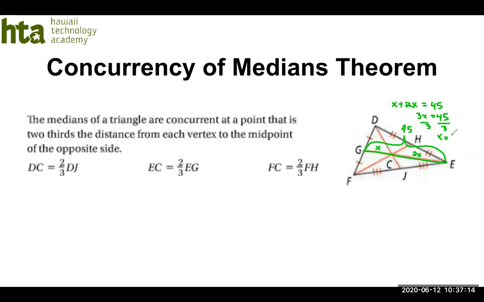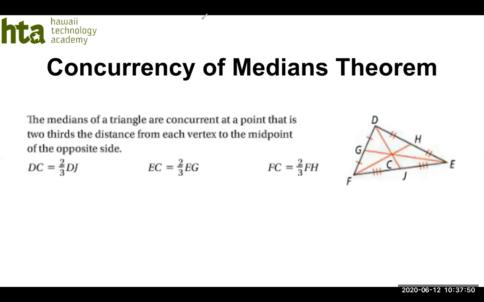So now that I know the X value, I can find the length of GC and the length of EC. Let's just do the length of GC. GC is just X, so that means GC is 15. Then I have the length of EC, which is double the length of GC. That should be 30. All right, 2 times 15 is 30. So that means the whole distance is 45, and we have 15 from the midpoint to the point of concurrency, and 30 from the vertex to the center.